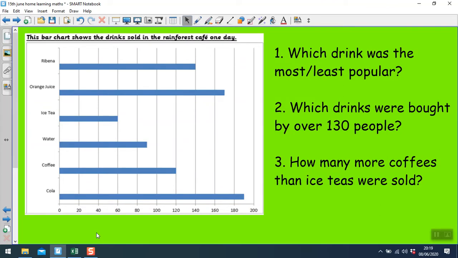So here we've got a horizontal bar chart, and this bar chart shows the drinks sold in the Rainforest Cafe on one particular day. How many Ribenas were sold on that one day? So follow the bar across and look down at the axis. So 140 Ribenas were sold.